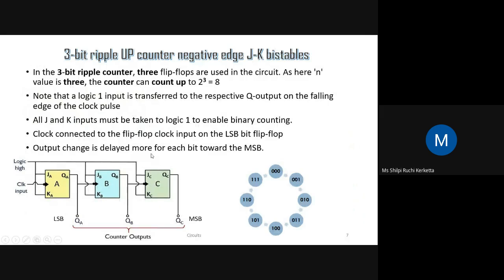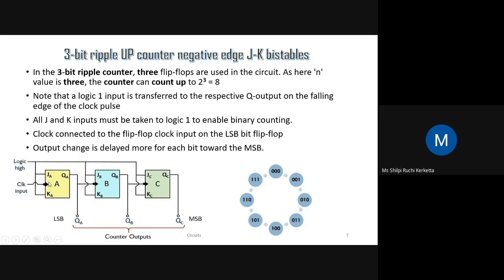Here what we have done is keep J and K as 1, so that it will keep on toggling. That's why we have put JK as 1. All the JK inputs must be taken to logic 1 to enable the binary counting, because when JK is 1, it just becomes reversed with every clock. That's why we are using this JK flip flop. The clock is connected to the clock input of the LSB flip flop, the least significant bit.